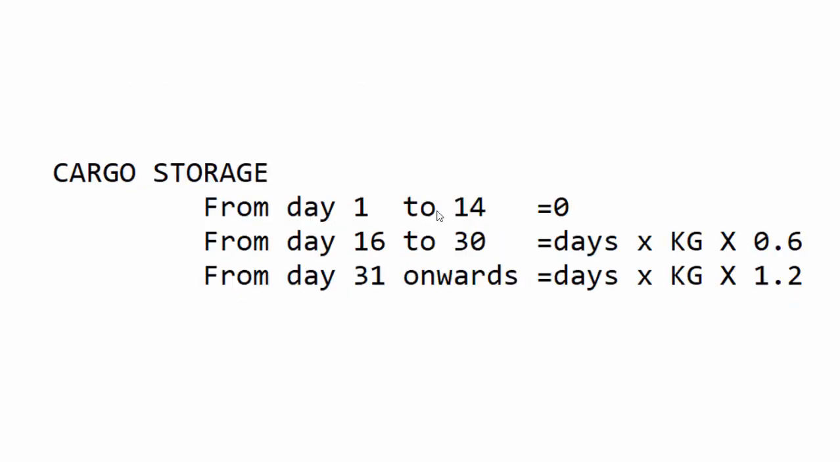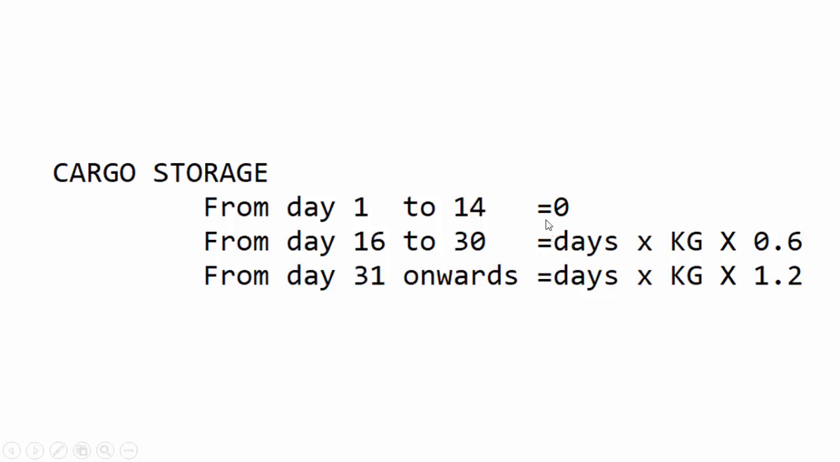Now let's see, when the cargo has been stored in the warehouse and stayed for some time, when it's going to exit the warehouse, the system uses these 3 options. One option: if it has stayed for less than 14 days, that is a grace period, and it does not pay anything. When it stays for 16 days up to 30 days, the formula is this one.